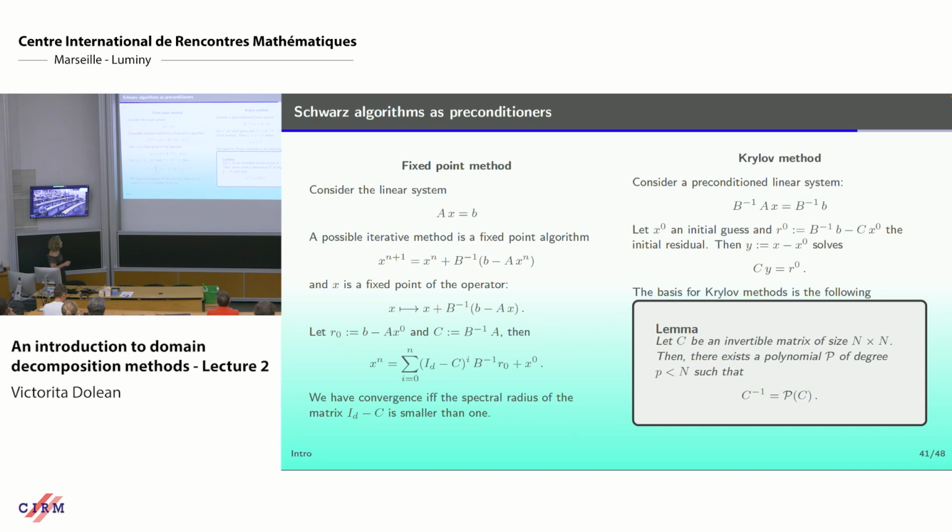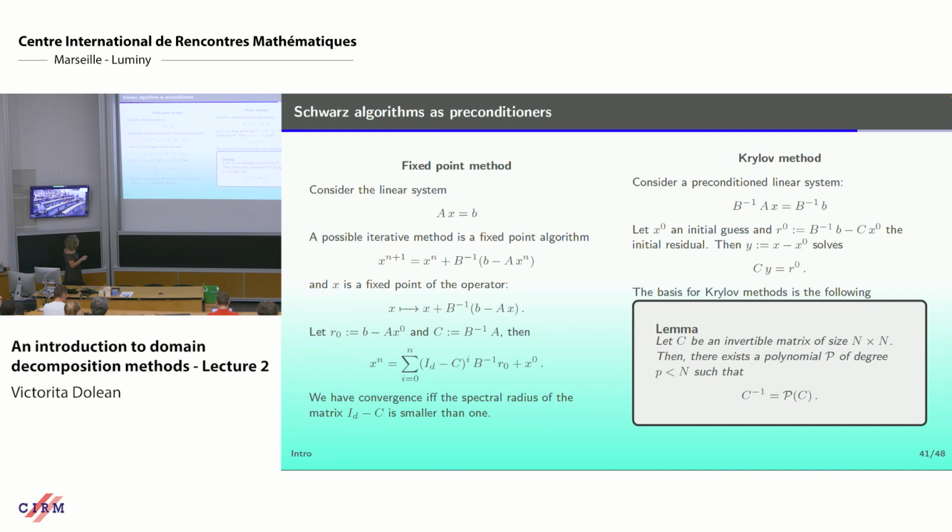Let's take again our favorite system, Ax equal b. Let's define a fixed point algorithm with a preconditioner. It can be any method; you can write Jacobi, Gauss-Seidel, anything. This is a fixed point method, and B is my preconditioner. That means x here is in fact a fixed point of the operator defined on the right-hand side. So you can see this is a fixed point algorithm.